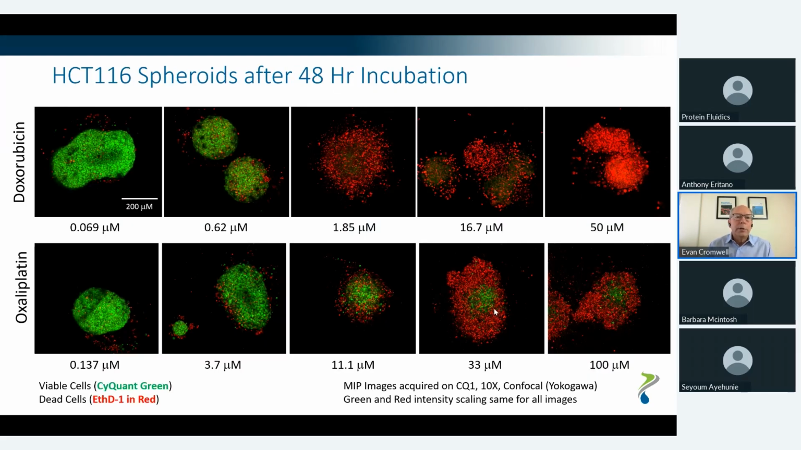Here we're showing work we did. We looked at doxorubicin and oxaliplatin, and you can see a nice concentration response. Phenotypic changes from live, which is green. We're using CyQUANT green as a live viable cell stain, and ethidium homodimer as a dead cell stain. You see the very nice transition in there. And these images were acquired. These are confocal maximum projection images acquired from the CQ1.